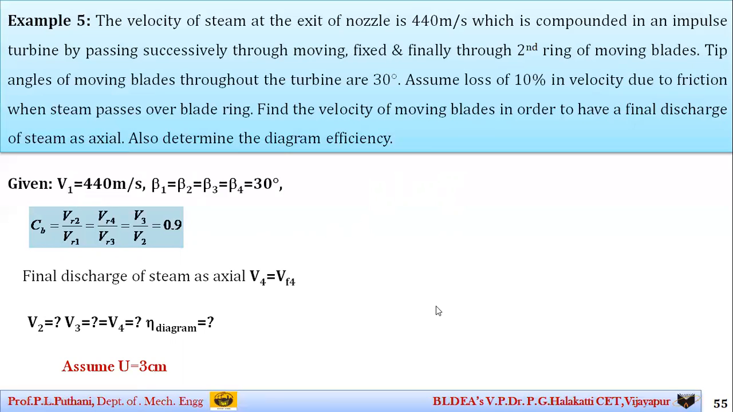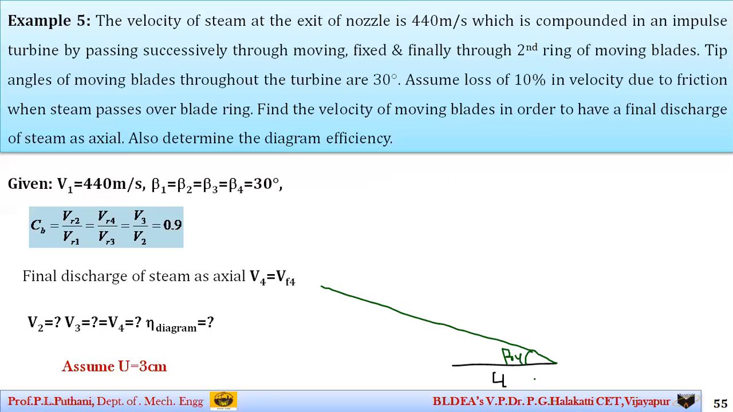As I said, in this particular problem, the solution begins from the bottom, that is from the second stage. With u equal to 3 centimeter, first I will draw this one. To begin, we need alpha 3 or alpha 4, which are not available to us. Instead, he has given beta 3 and beta 4. Students, please observe here. Beta 4 is equal to 30 degrees and beta 3 is equal to 30 degrees. I draw it on both sides, first beginning with beta 4. Beta 4, I am drawing here. You can observe.